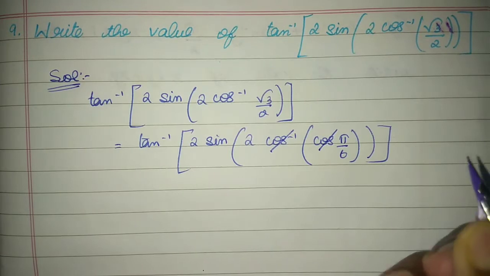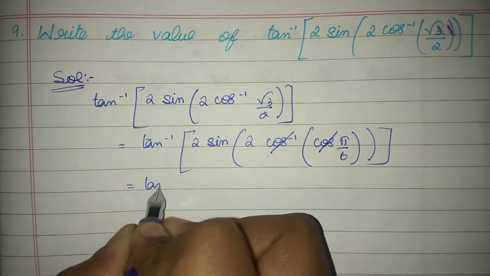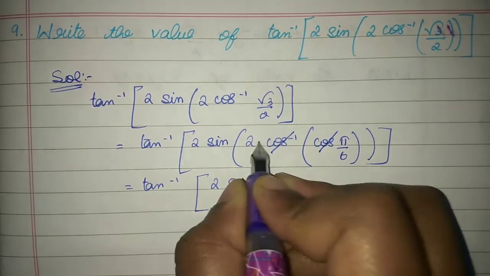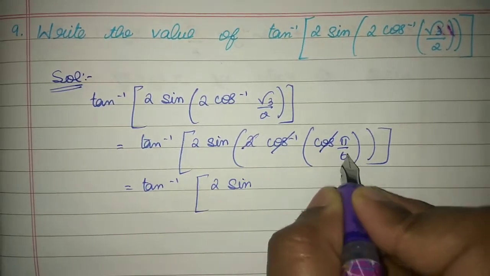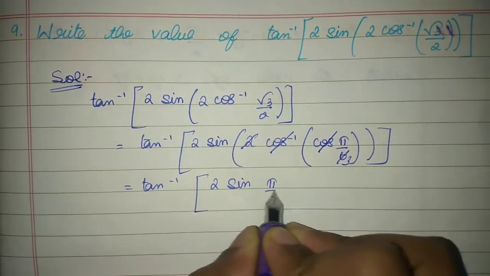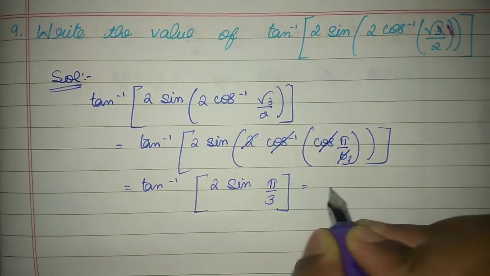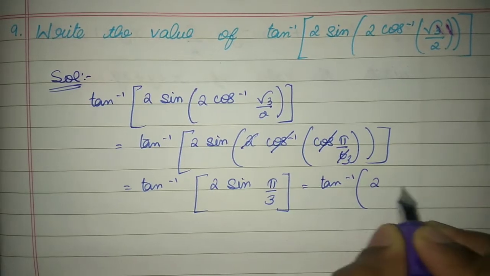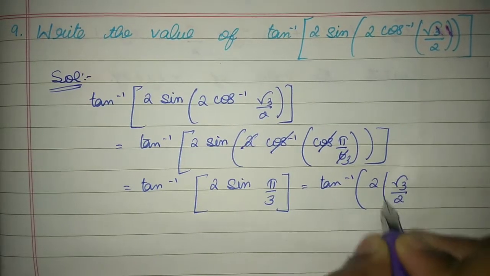Cos and cos will get cancelled. So tan inverse of 2 sine. I can cancel this also. 2 ones are 2, 2 threes are... So pi by 3. So what is sine pi by 3? So tan inverse of 2 root 3 by 2 there.